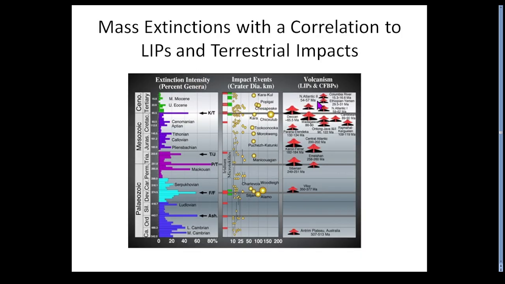Mass extinctions with a correlation to LIPs and terrestrial impacts. This is an interesting graph. We have this one right here, and this one really doesn't seem to have anything related to it as far as a LIP goes. However, it does have small craters. There's sort of a flurry of them right there. So for whatever reason, possibly that had something to do with it. I don't know, but something went on. There's really no LIP associated with it, so maybe there are some impacts here, because you do have some iridium.